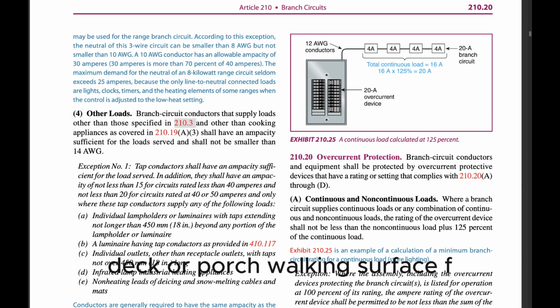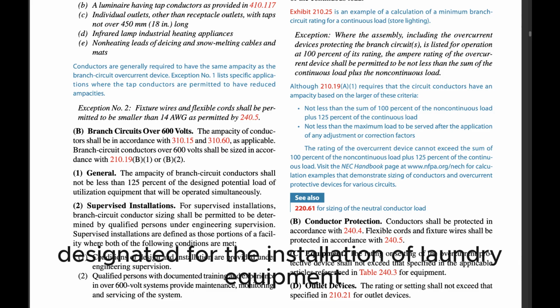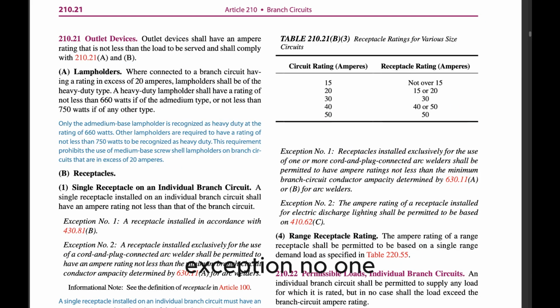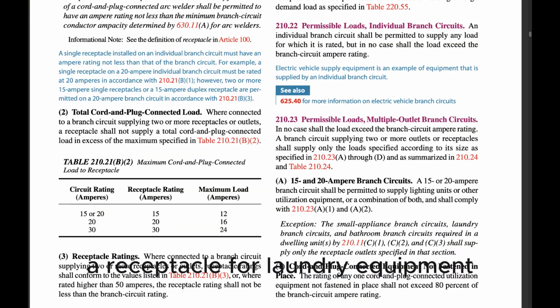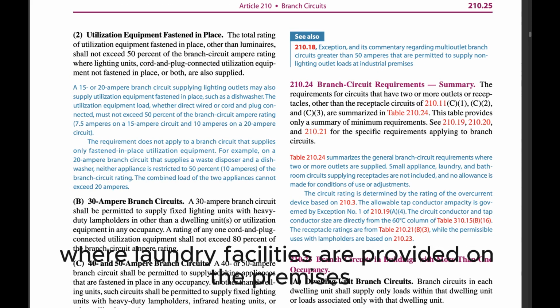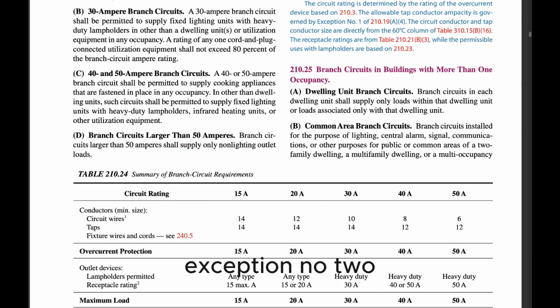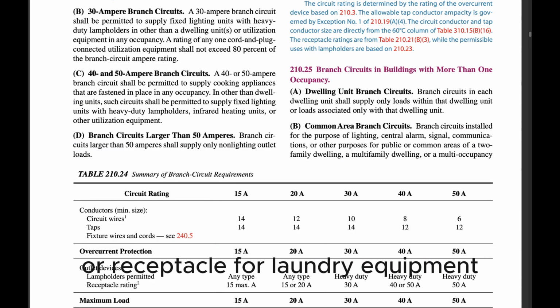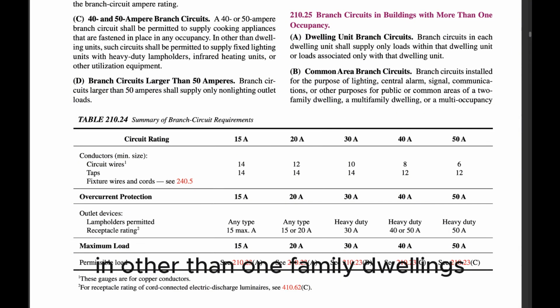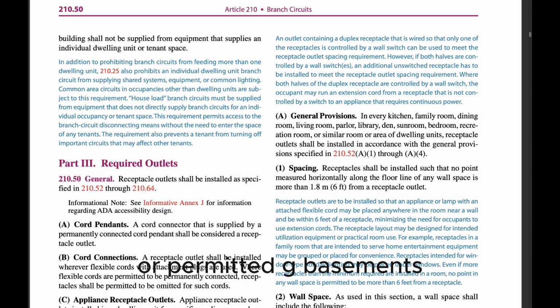(F) Laundry areas. In dwelling units, at least one receptacle outlet shall be installed in areas designated for the installation of laundry equipment. Exception No. 1: A receptacle for laundry equipment shall not be required in a dwelling unit of a multifamily building where laundry facilities are provided on the premises for use by all building occupants. Exception No. 2: A receptacle for laundry equipment shall not be required in other than one-family dwellings where laundry facilities are not to be installed or permitted.